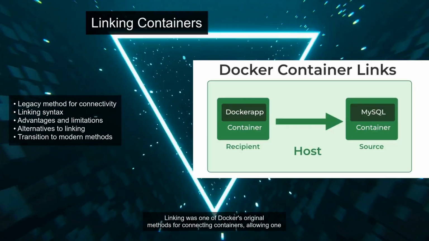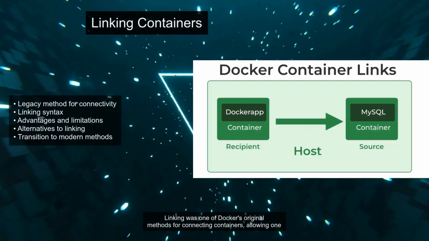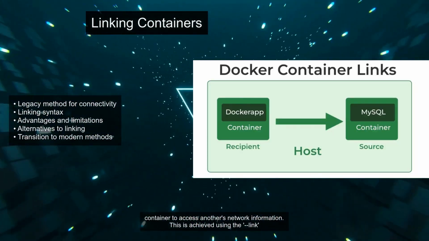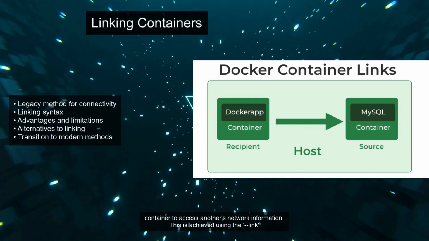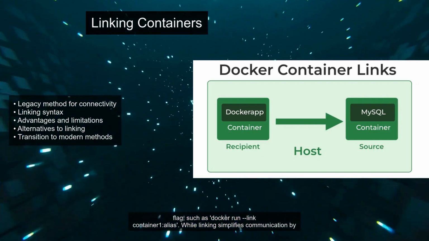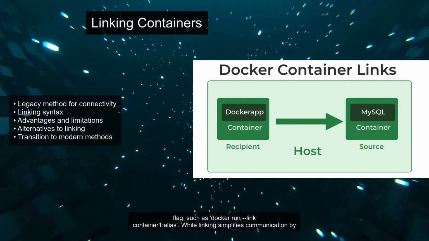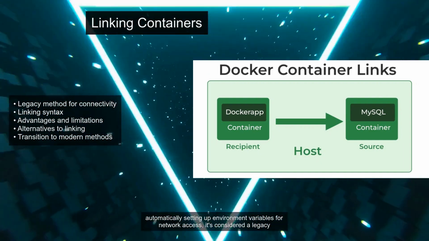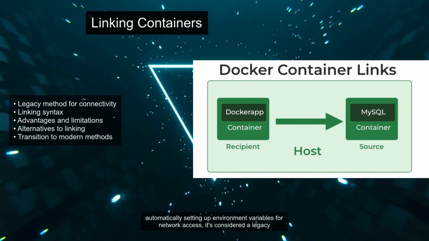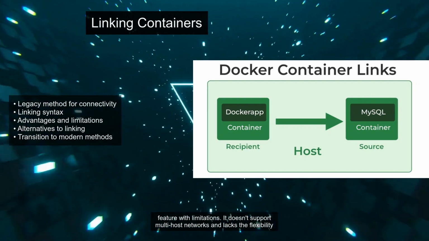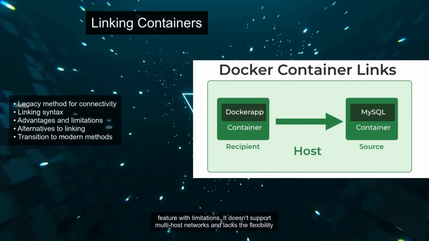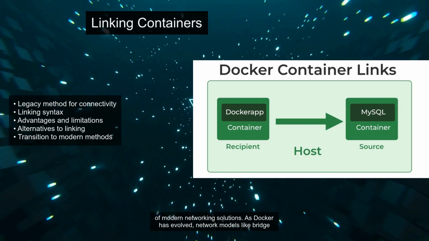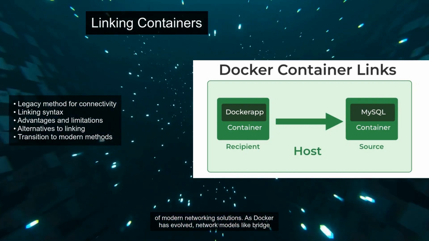application's needs. Linking was one of Docker's original methods for connecting containers, allowing one container to access another's network information. This is achieved using the --link flag, such as docker run --link container1:alias. While linking simplifies communication by automatically setting up environment variables for network access, it's considered a legacy feature with limitations. It doesn't support multi-host networks and lacks the flexibility of modern networking solutions.